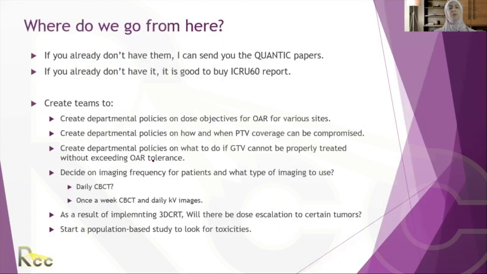So where do we go from here? We talked about the QUANTEC papers last Thursday. I have them, and I can send them to you. They are open source, published in, I think, the Red Journal, but made open to the public, so I can share them with you. QUANTEC papers are a good way to start having a baseline for the dose objectives: how much dose you want to give to each organ and what the probability of toxicity is for each organ.